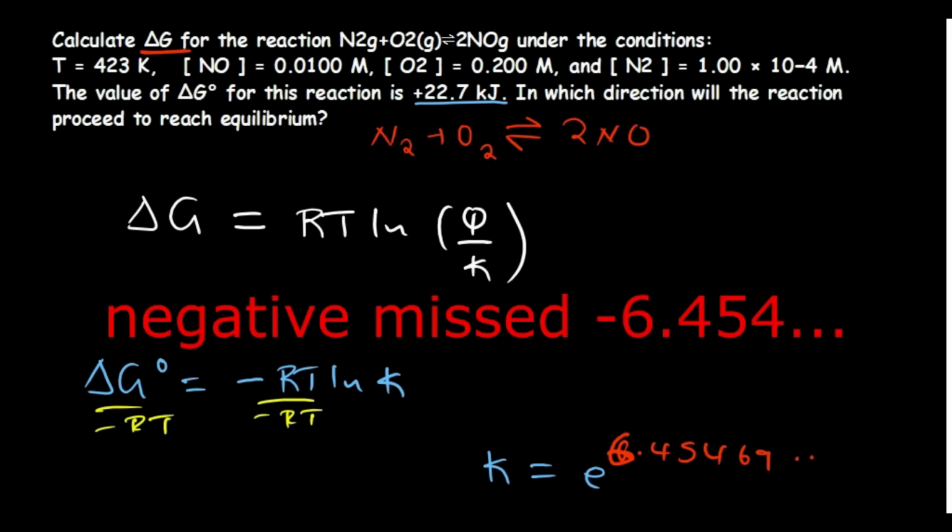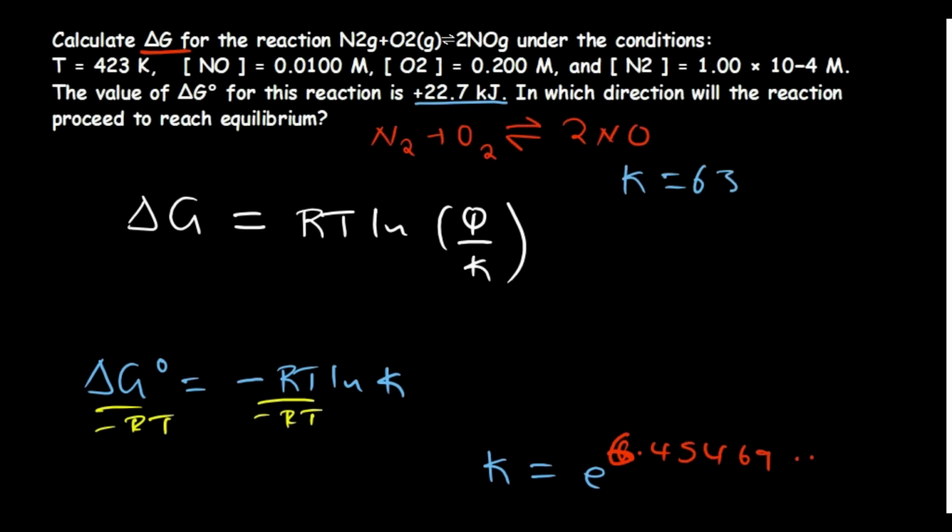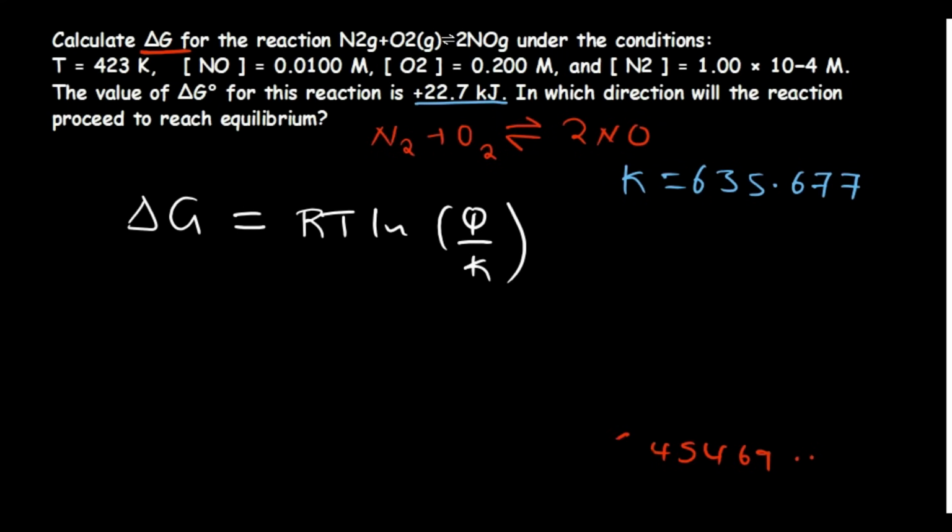So the value of K I'm obtaining is 635.677. Okay, now the other thing that we need is to find the value of Q. How do we find the value of Q?